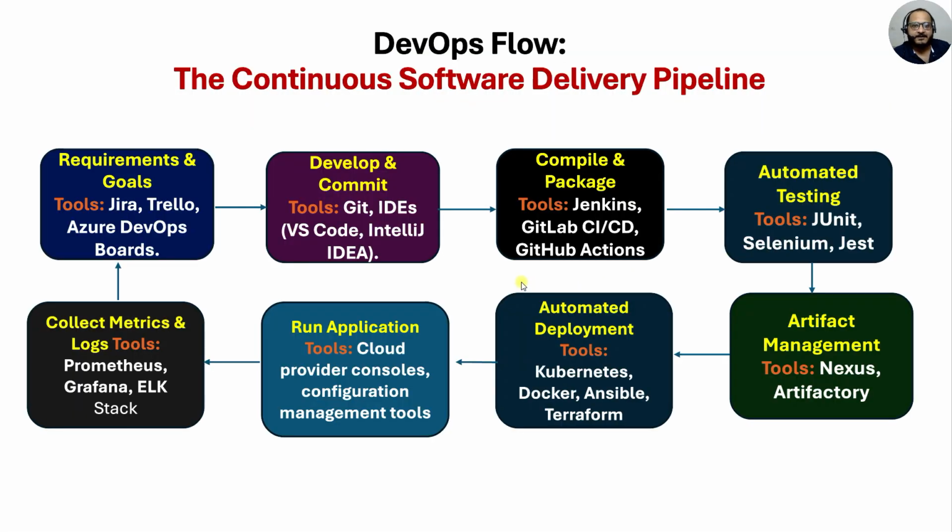Now let's see a DevOps flow. I would not say it's a proper complete flow, but I have tried to put most of the things which DevOps people generally do. The very first thing is requirements and goals. For that they generally use tools like Jira, Trello, Azure DevOps Boards. Second, develop and commit. For that they use an IDE, maybe Visual Studio Code, Visual Studio itself, or Eclipse. There are many IDEs available.